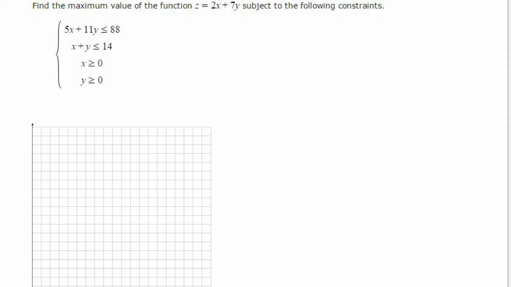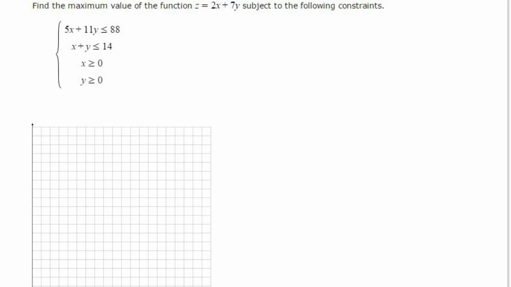In example 2, we're going to go through one more problem. This time we're only going to find the maximum value of the function z equals 2x plus 7y, subject to the following constraints. So here are the inequalities we have. We want to start by graphing those inequalities.